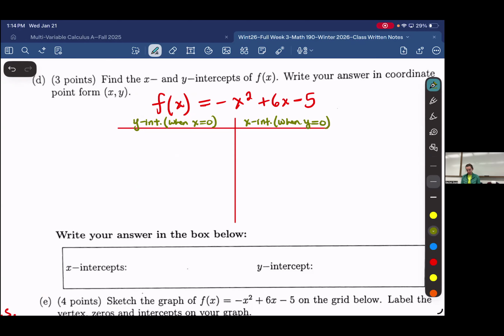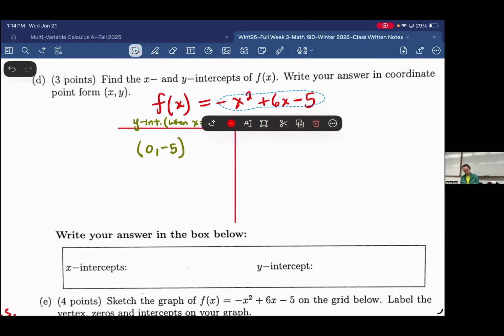So y-intercept is nice and straightforward. What do we get? 0, -5. It's always just your c value. X-intercept requires a little bit more work. We set our function equal to 0 and then see if we can factor it.